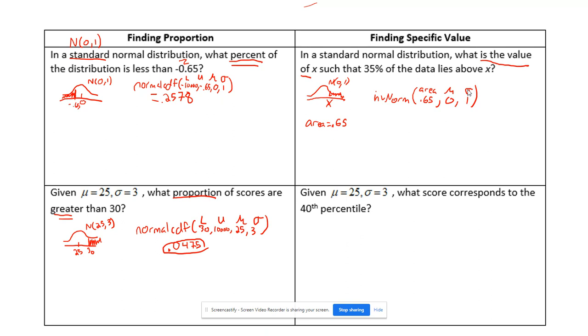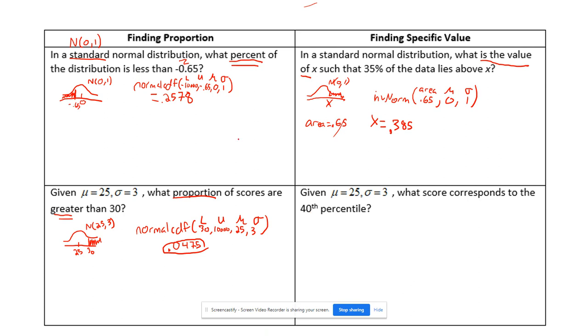I don't have this one in front of me, so give me one second to type it in for myself. I'm going to my second vars. I'm going to inverse norm, which was number 3. My area was 0.65, my mean, my standard deviation, and I hit enter, and it gives me that the value of x must have been 0.38. That would tell me the value of x is 0.38 or 0.385. That's the z-score such that 35% of the data is above x.